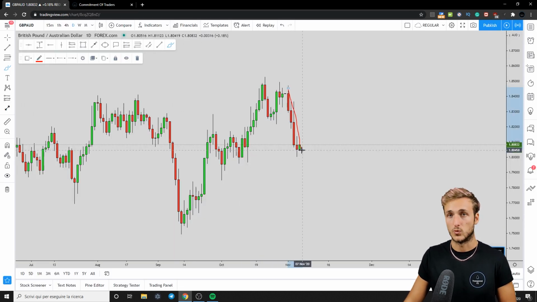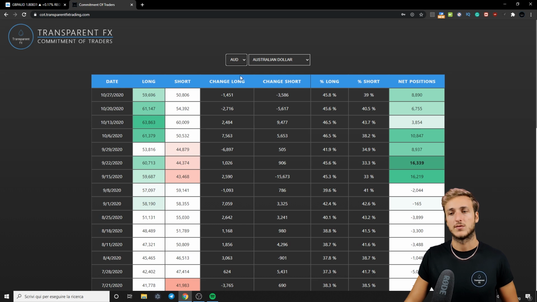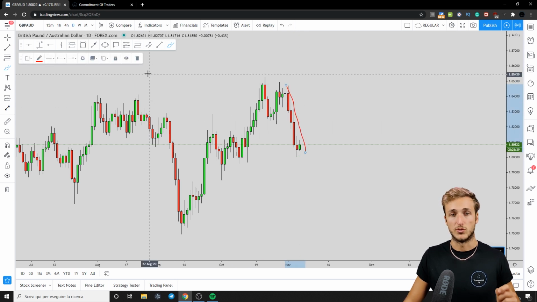Actually, we have seen weakness, which is exactly what we expected in this kind of situation. Now, if we go and see what we have from an AUD perspective, we can see that on the AUD we were seeing strength. In fact, net positions almost tripled. We went from 3.8 to 8.8K net positions, so definitely increased a lot. And in fact, the AUD has been quite strong, and GBP AUD started a nice move to the downside.